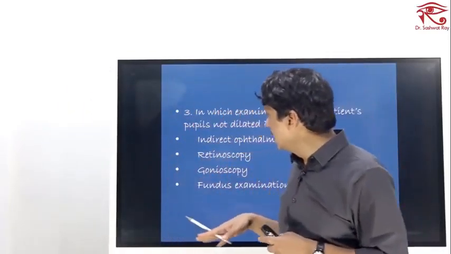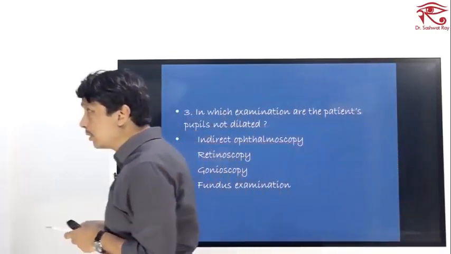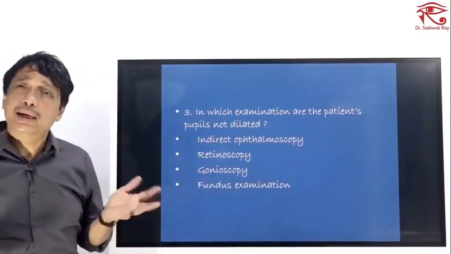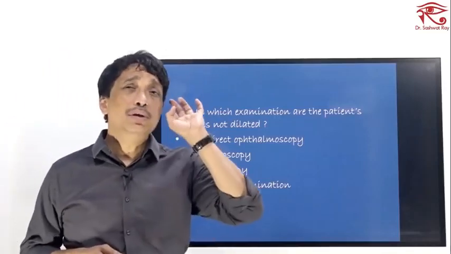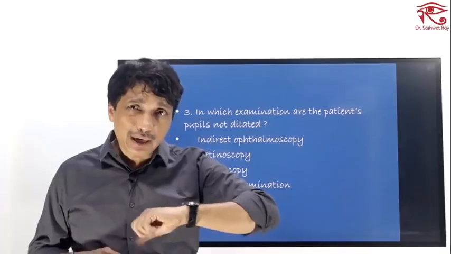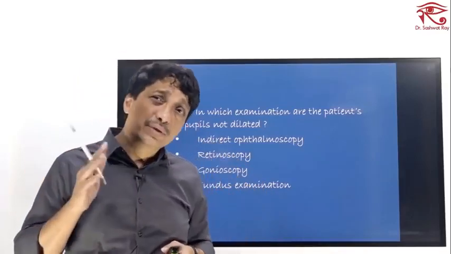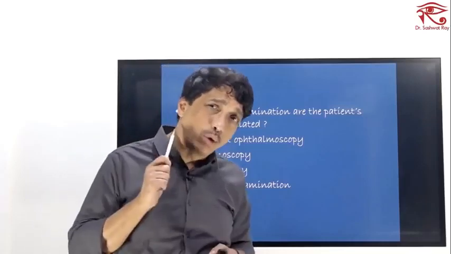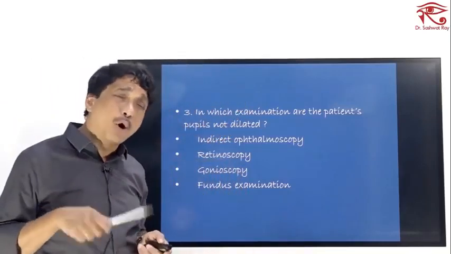So the best answer here comes to be gonioscopy, which is absolutely correct. Gonioscopy, you cannot have a dilated pupil. In case the patient is already dilated, then we cannot do gonioscopy that day. Why? Because dilating the pupil artificially pulls the angle wide open, and that would give us a wrong interpretation. So gonioscopy can only be done in a patient whose pupils are normal.